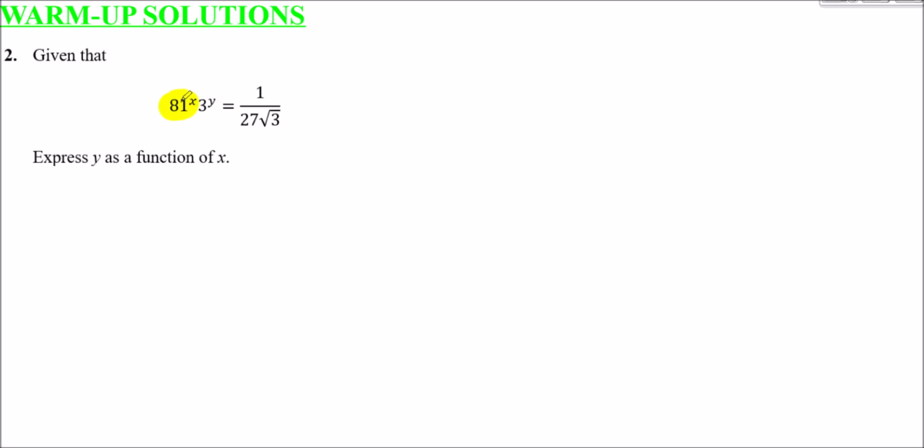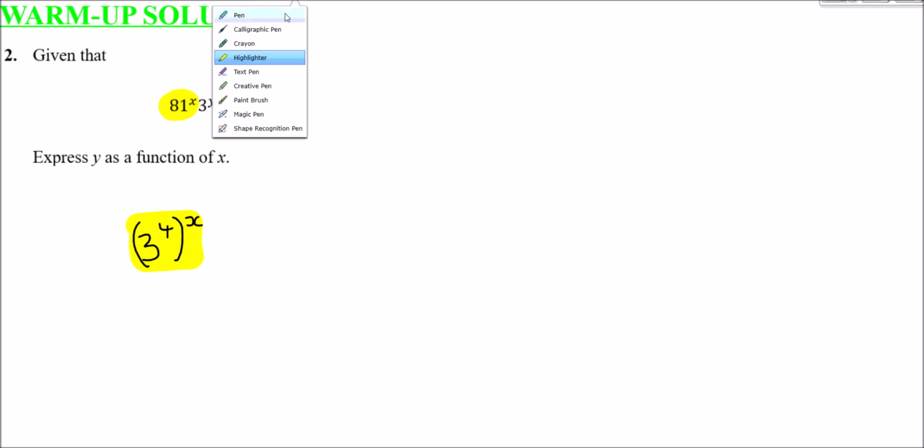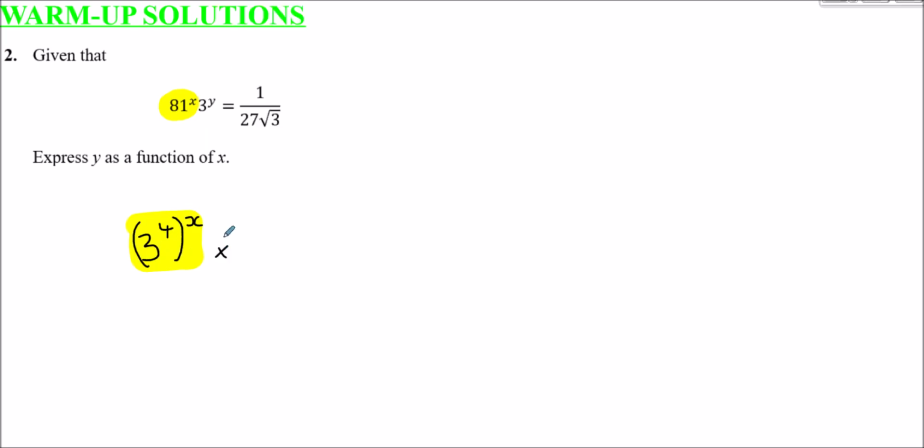So first thing, we can rewrite 81 to the x. 81 is 3 to the 4. So we can say that's 3 to the 4 to the x. That's the first step I'd suggest. Next, we can multiply that by 3 to the y, like so.